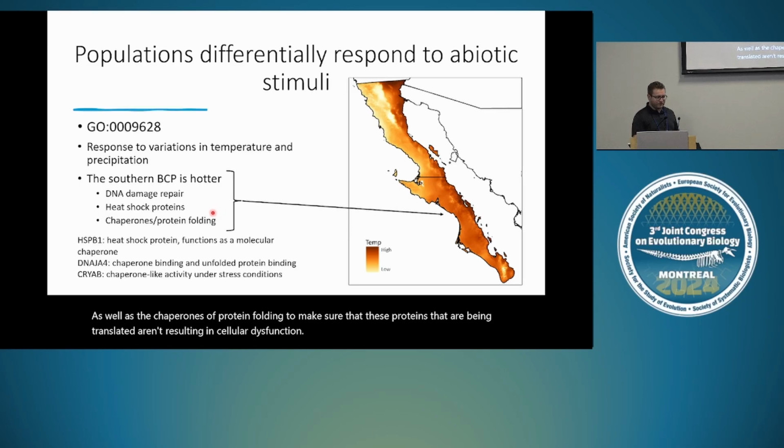And then once again, if you're a gene person, one of the ones that were differentially expressed was HSPB1, which is heat shock protein. It functions as a molecular chaperone. DNAJA4 is for chaperone binding and unfolded protein binding, and then CRYAB, which also has chaperone-like activity under stress conditions.